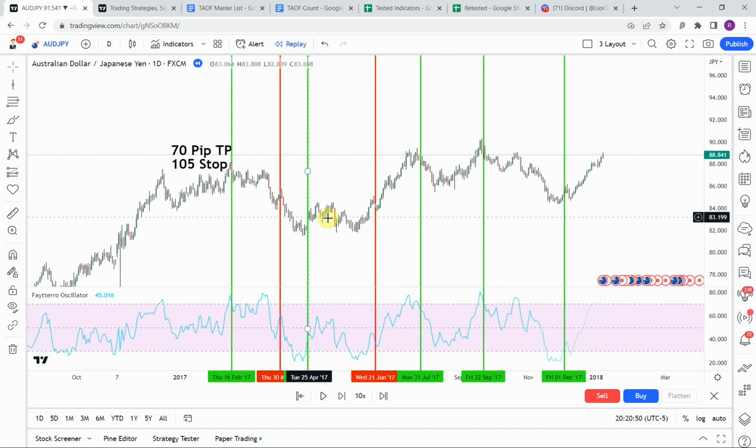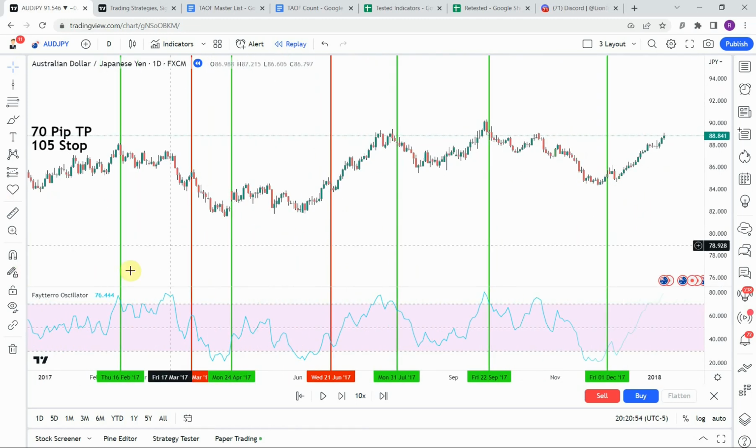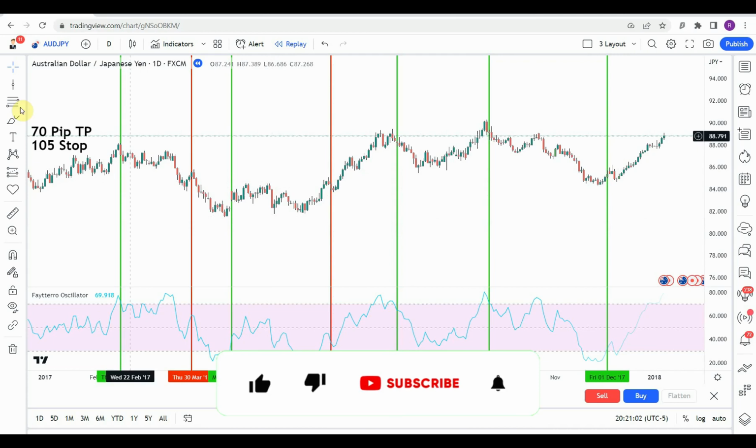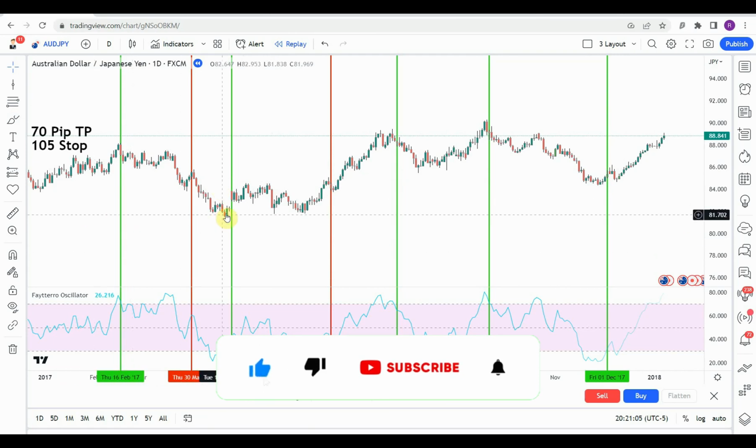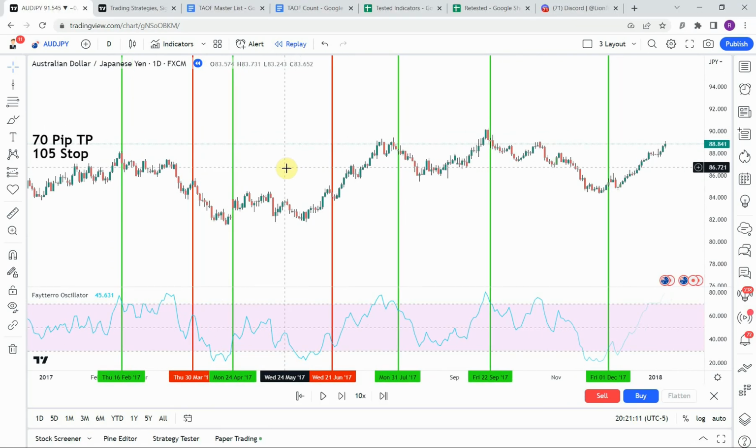All right, so let's go ahead and take a look at our indicator here. Let's go ahead and scroll back just a little bit. All right, let's count it out and see what we have. So 1, 2, 3, 4, 5, 6, and 7. So we have 7 trades all together. And we have 1, 2, 3, 4, and 5. 5 winning trades, and so that is going to meet the 60% criteria that we're looking for.